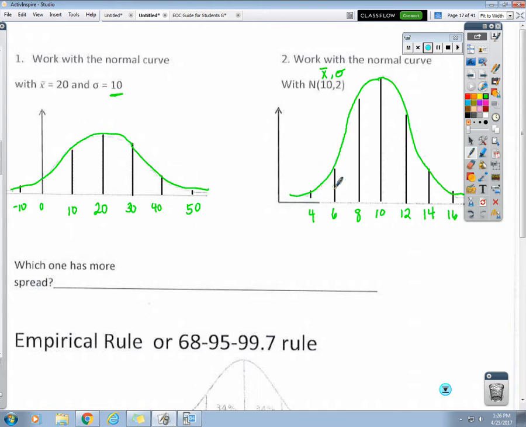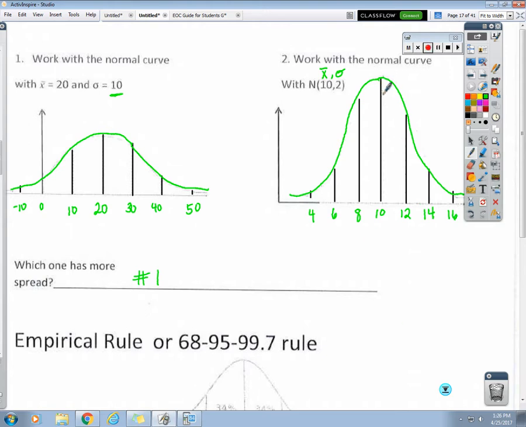So out of these two normal curves, which one has more spread? Right, number 1 definitely does because it goes from 3 standard deviations below all the way to 3 above, which is 60 units. Whereas over here, from 3 below to 3 above is only 12.